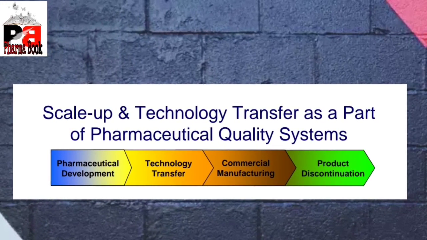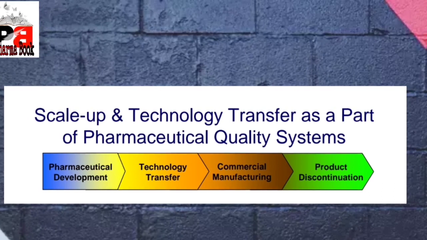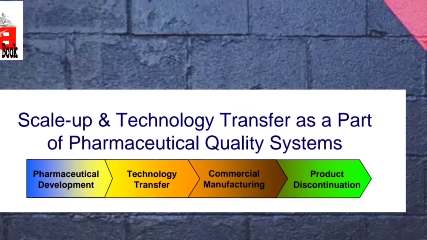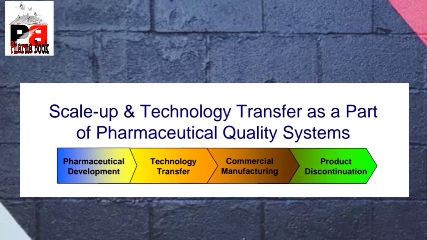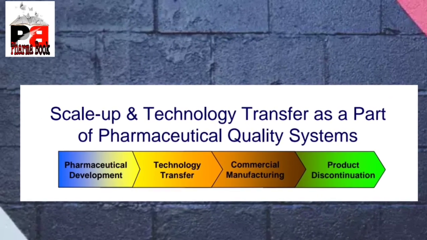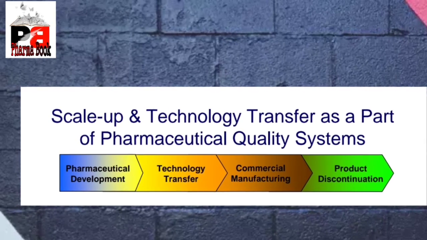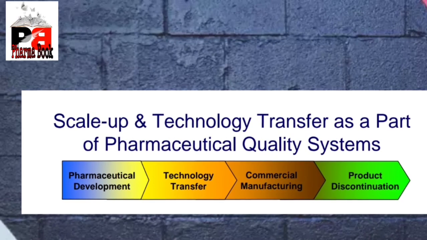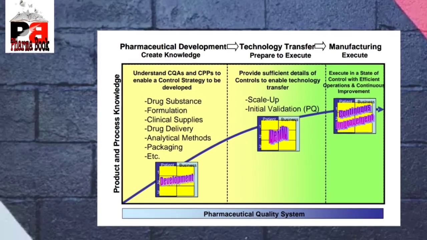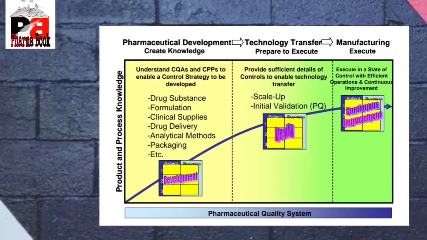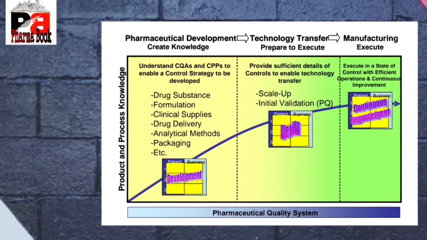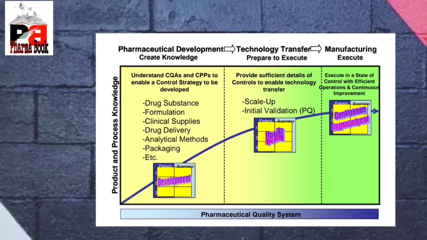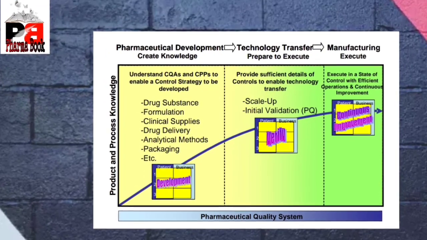The initial stage of technology transfer is pharmaceutical development. After development, the technology is transferred to plant execution or commercial manufacturing. After commercial manufacturing of the required batches, we move to the last stage, product discontinuation. In the development stage, the process should create knowledge about CQA and CPP: critical quality attributes and critical process parameters.